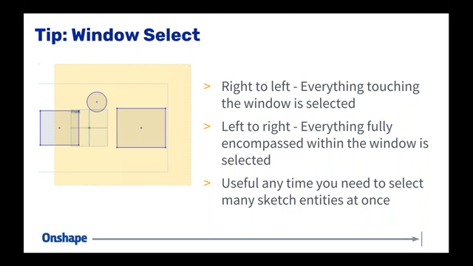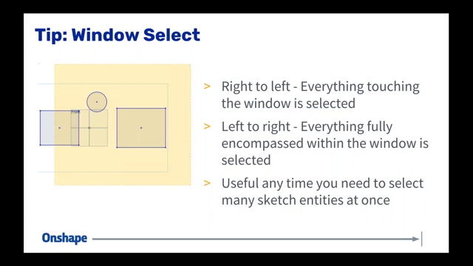So in short, if you're not familiar with window select, you left click drag and Onshape creates a window. And depending on the direction that you dragged, either right to left or left to right, the things inside of your window will be selected differently. So if you drag from right to left, everything touching your window is selected. Everything touching being the key word. Now, if you drag from left to right, everything fully encompassed within your window will be selected, right?